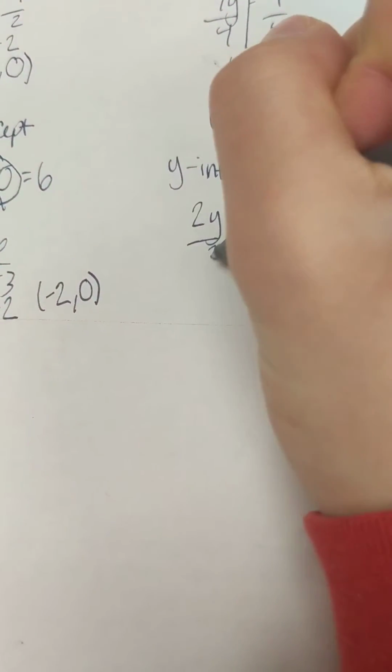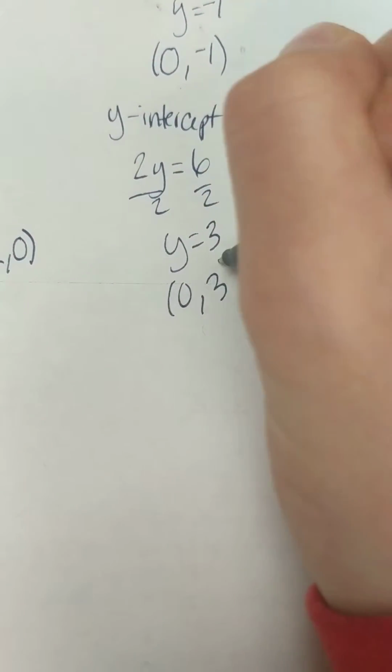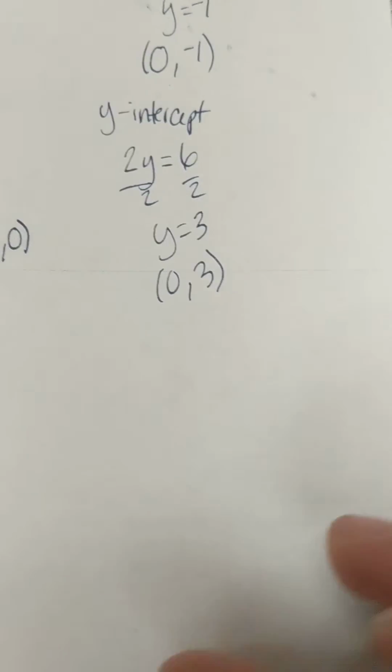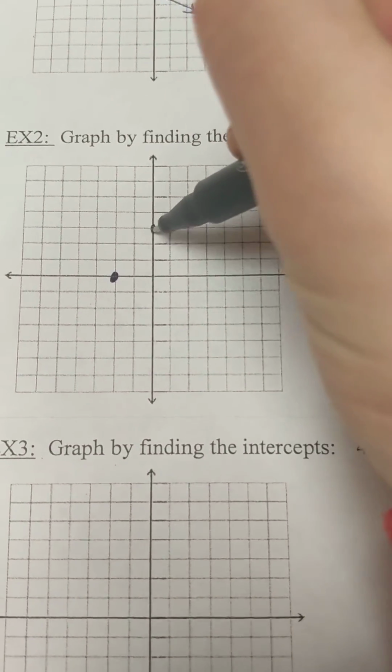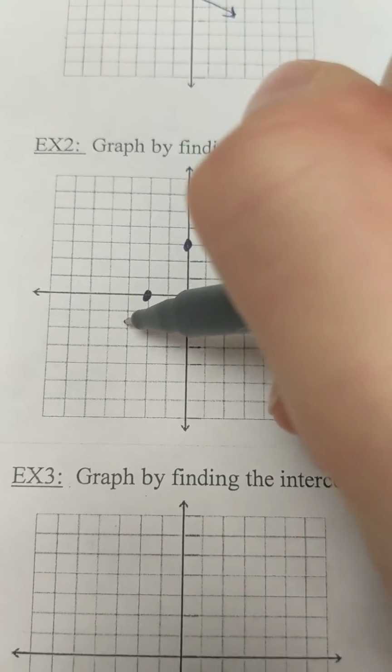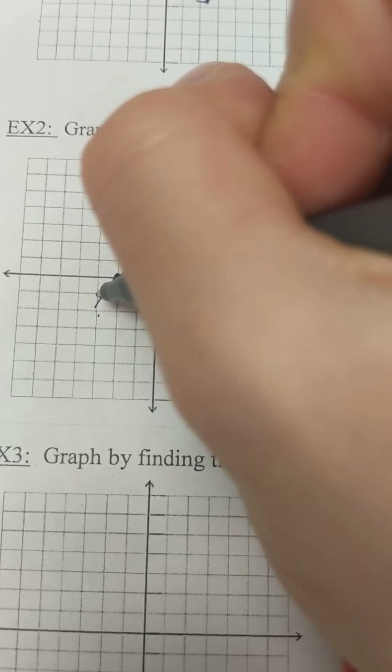And then divide by 2. Gives me y equals 6 divided by 2 is 3. So I plug 0 in for x, got my y value of 3. So (0, 3) is my coordinate point. So on the y-axis, I go to (0, 3). And then draw my line.